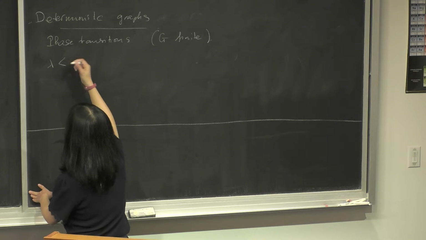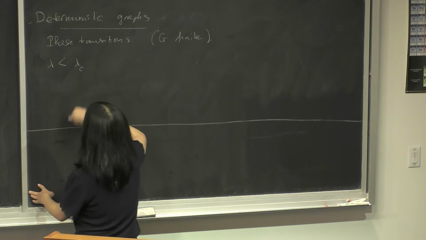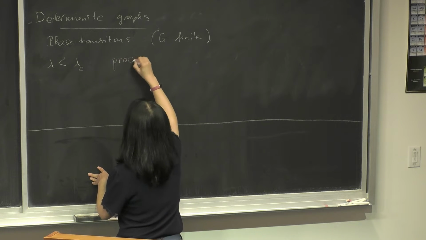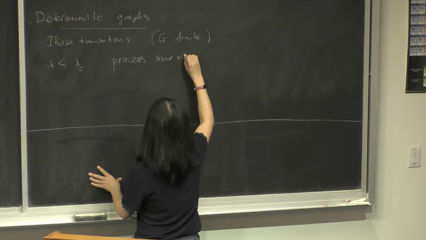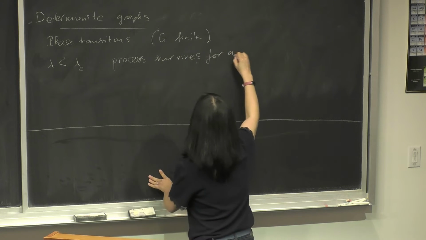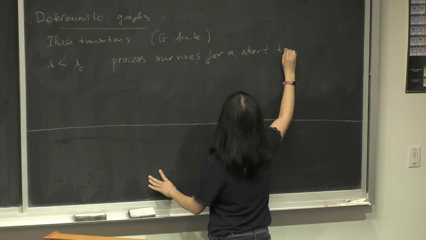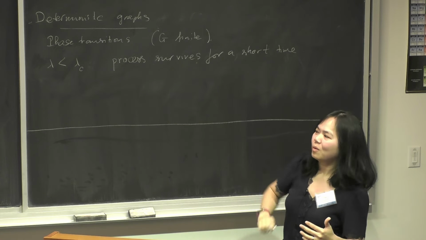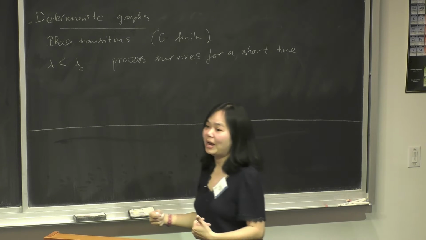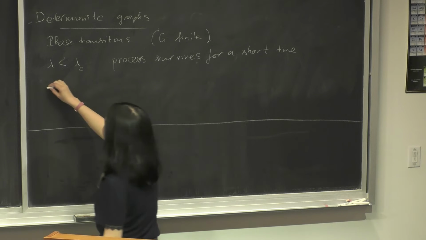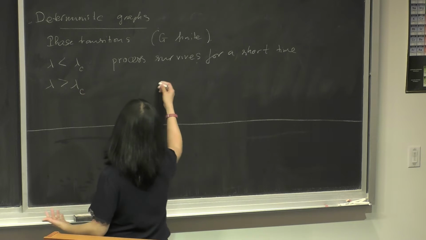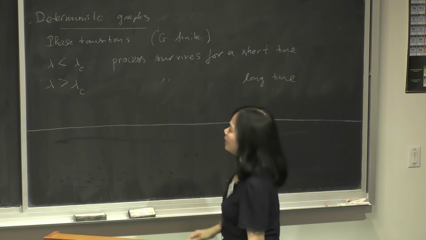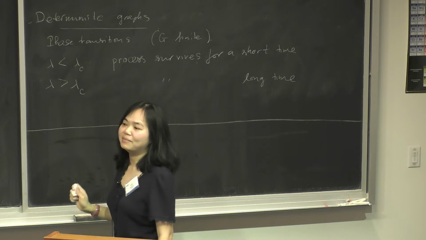Now, if lambda is smaller than some lambda c, the process survives for a short time. And what does it mean to be a short time? It depends on whether we're talking about SIS, SIR, or SIRS. And if lambda is larger than lambda c, then the process survives for a long time. And we want to understand, okay, what is the value of lambda c?